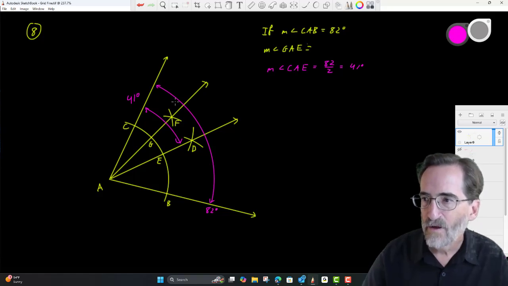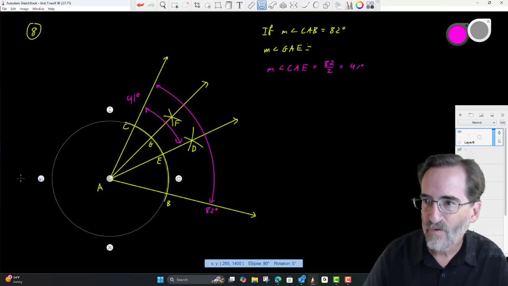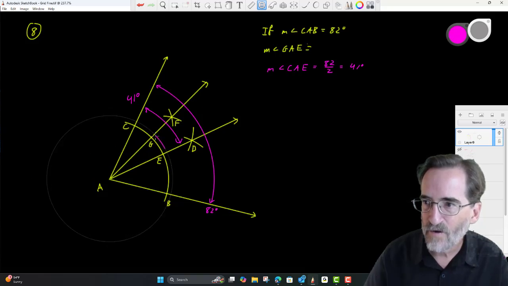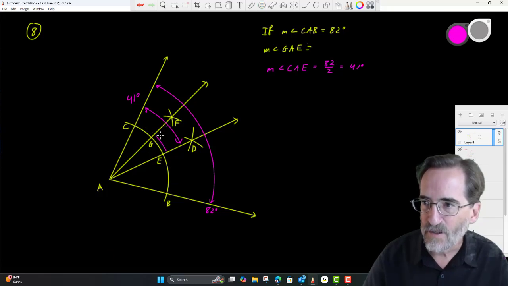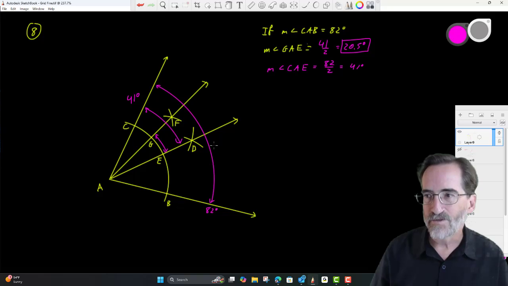Okay, so when we bisected that, we end up with this angle right here, half of that, angle GAE. The measure of angle GAE must be 41 divided by 2, or 20.5 degrees. And that answers our question.